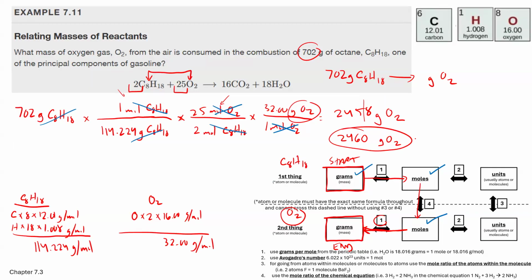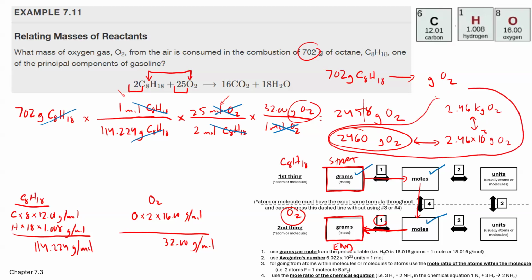And you could also go to this. This is also 2.46 times 10 to the 3 grams of O2, or this is also 2.46 kilograms of O2. These are all the same kind of number. They all mean the same thing. And so if something pops up on an exam, you should be able to move back and forth between those 3 different formats.